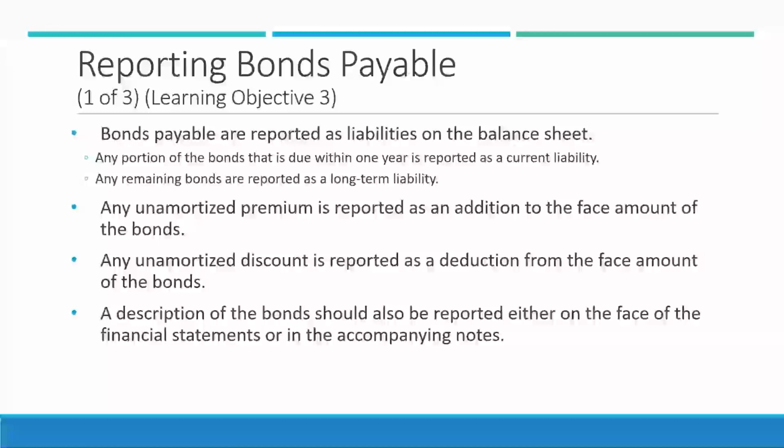And a description of the bonds should be reported on the face of the financial statement or in the accompanying notes. And it's almost always done in the accompanying notes because companies have a whole bunch of different bonds that they've issued over the years and with different maturity dates. And that's going to be shown in the long-term debt footnote. And it's going to list out all the years in the future when they have maturities coming due.